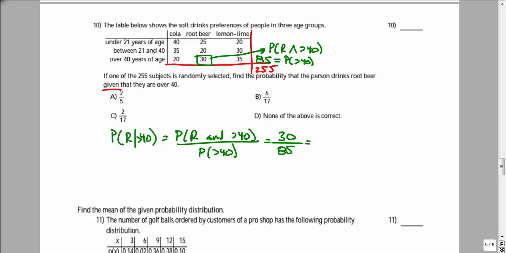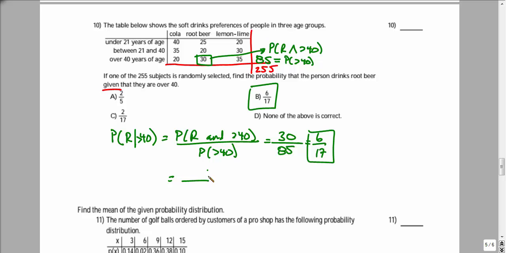So 30 divided by 85, and of course that's a fraction that will reduce, and we will reduce to 6 over 17. So that would be letter B for our solution here. Now you can kind of figure this out from the table without necessarily knowing the formula.